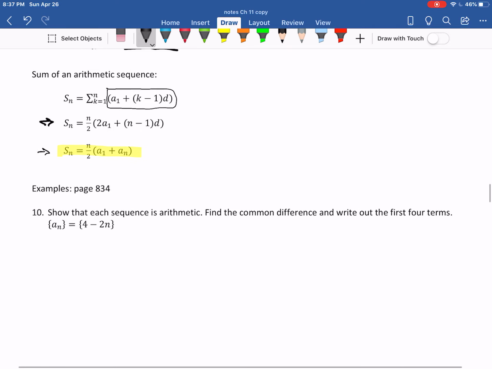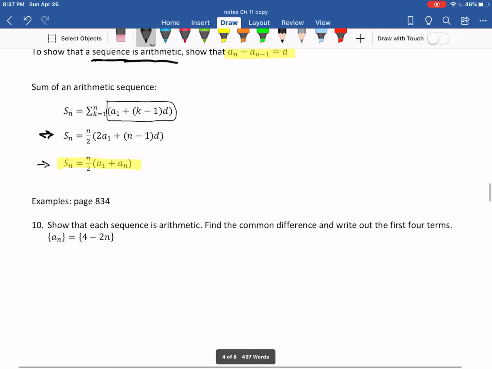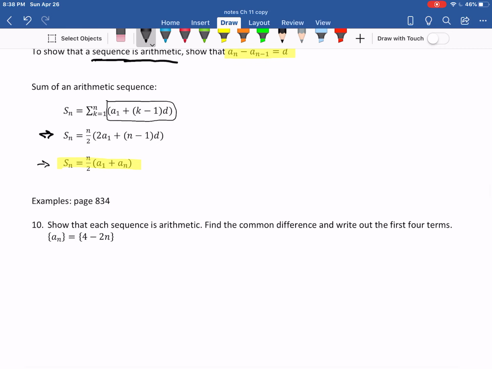All right, here we go. Example number 10, show that your sequence is arithmetic. So if you look back up where it's at the top of the screen right now, to show that it's arithmetic, we want to show that an minus a(n-1) equals d. So I'm going to jot that down. Show that an minus the previous term equals that common difference d.